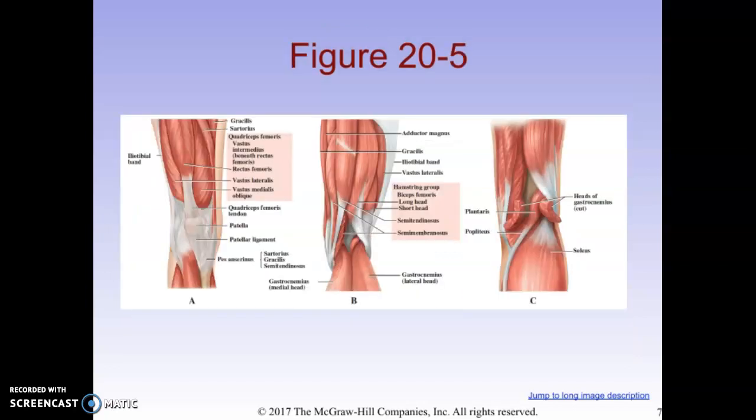A couple more things. Here's the muscles again, and we pretty much already talked about all the knee muscles. We talked about the quadricep muscles. We talked about the hamstring muscles. I do want you to know those specifically, so if you need to go back to the thigh video, then you can. But one thing I wanted to show you, see this pes anserine right here?